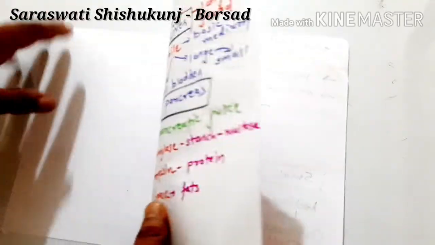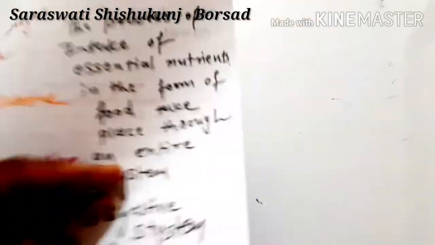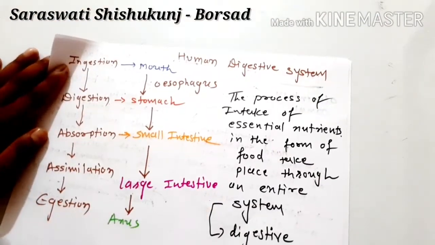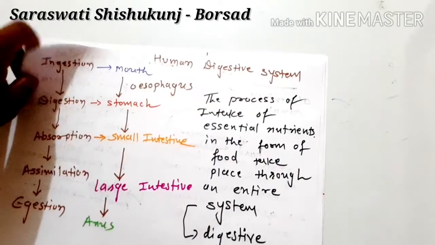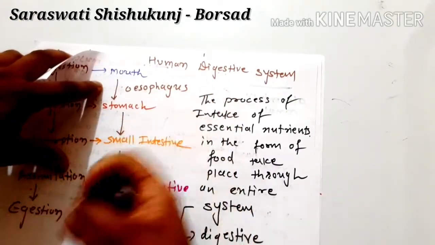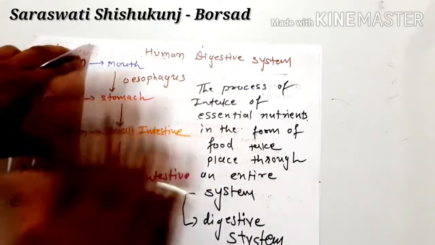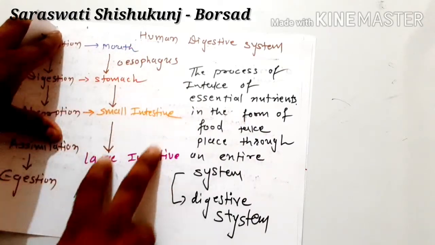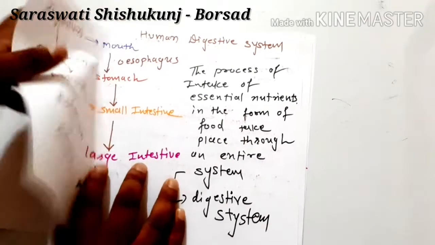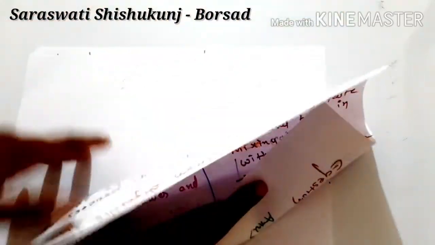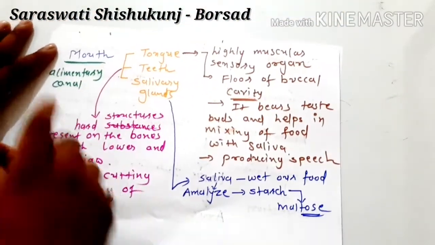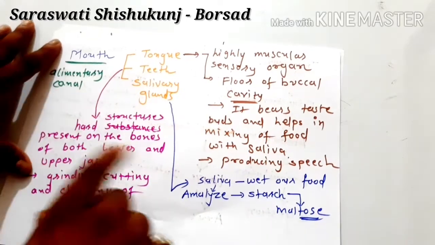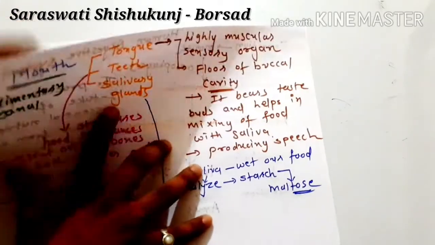Okay, so let's have a quick revision over it. Let's start. We have started from here: ingestion, digestion, absorption, assimilation, and egestion, right? First of all, what is our digestive system? A process of intake of nutrients in the form of food through a whole system, that is called our digestive system. Our digestive system is made up of the mouth, our alimentary canal, and different secretions, different glands. Now let's see. First it starts from the mouth. In the mouth we will have tongue, teeth, and salivary gland. What is the function of tongue, what is the function of teeth, and what is the function of salivary gland? That is important to note down.